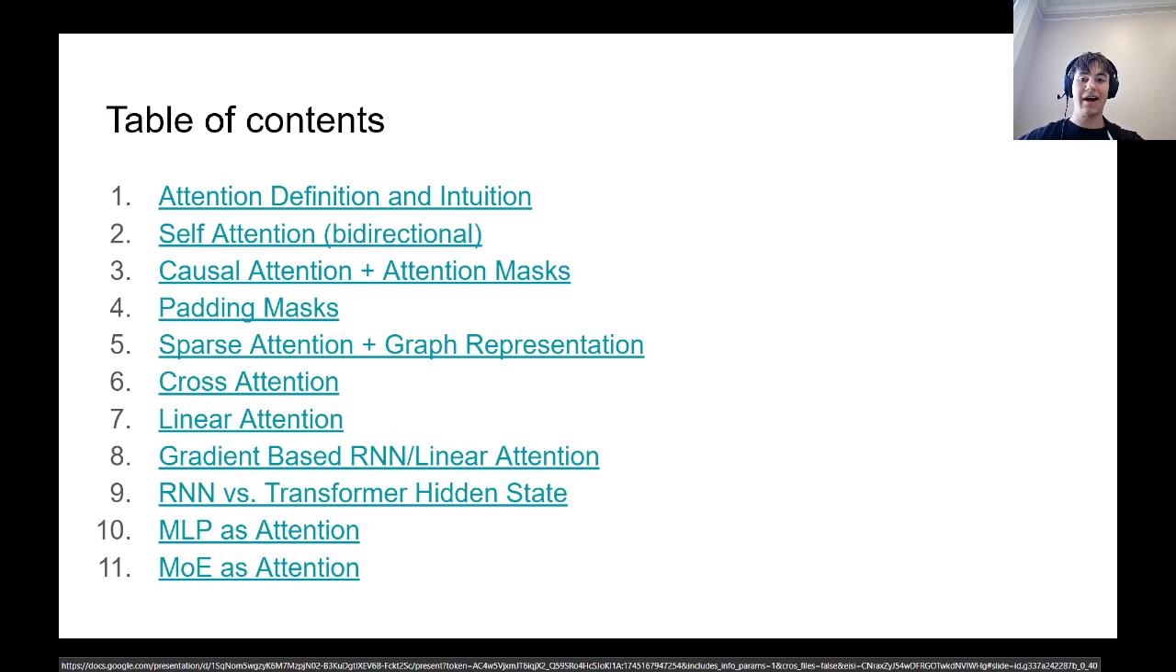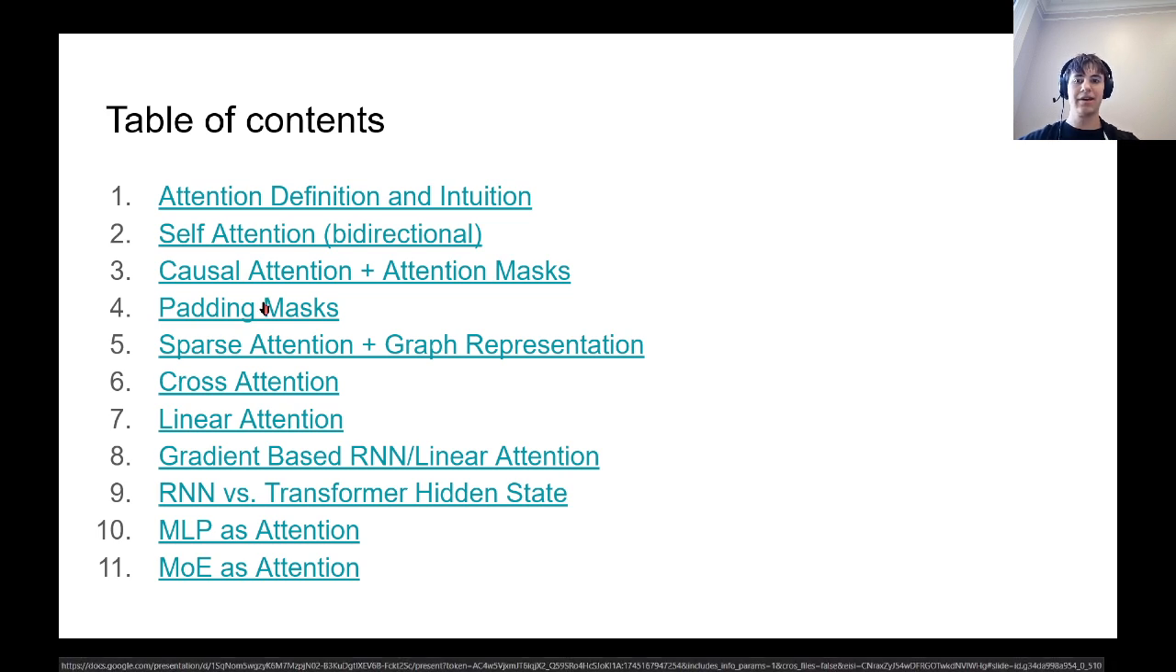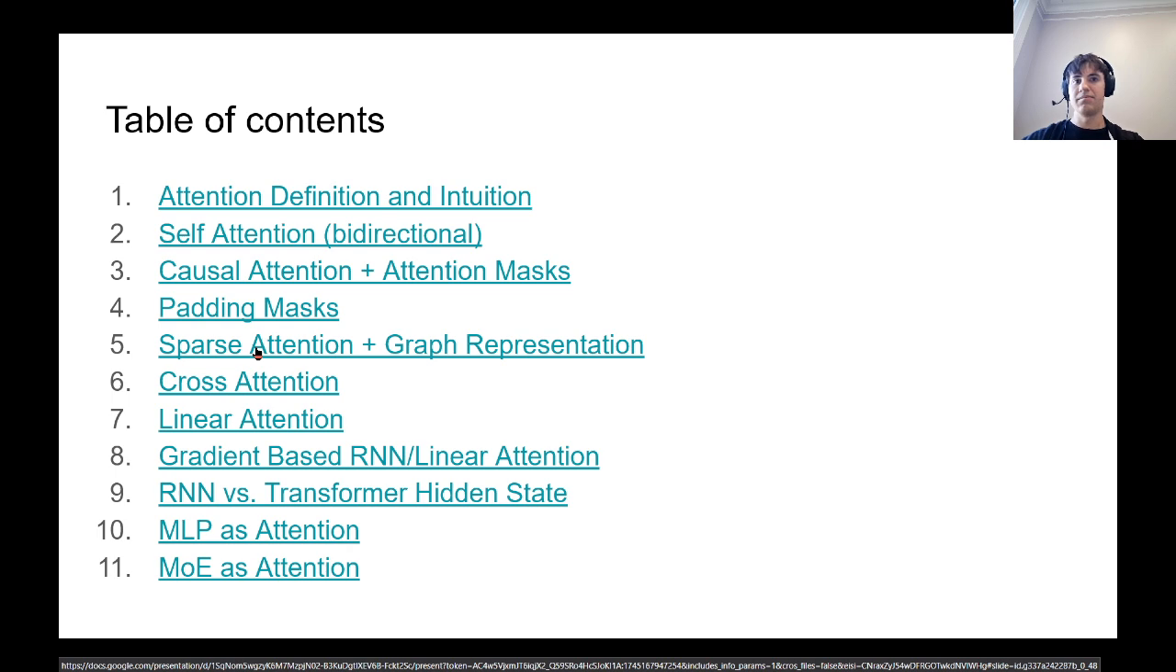For example, if you don't know how masking the attention works, I will be going over self-attention, which is just normal attention. I'll be going over causal attention and attention masks, which is the first kind of idea to add attention masks and to make this thing actually work in GPT models. Padding masks, so in practice you need padding masks or else it's just not going to work if you don't have it. Sparse attention, again, you can mask your attention matrix and then graph representation from that. Cross attention, linear attention. So yeah, up to cross attention is kind of just normal transformer stuff.